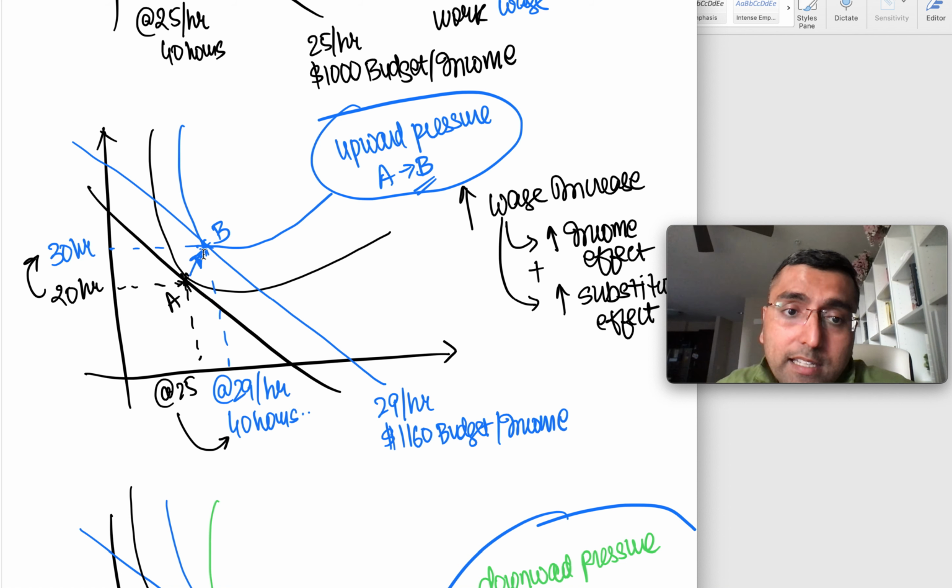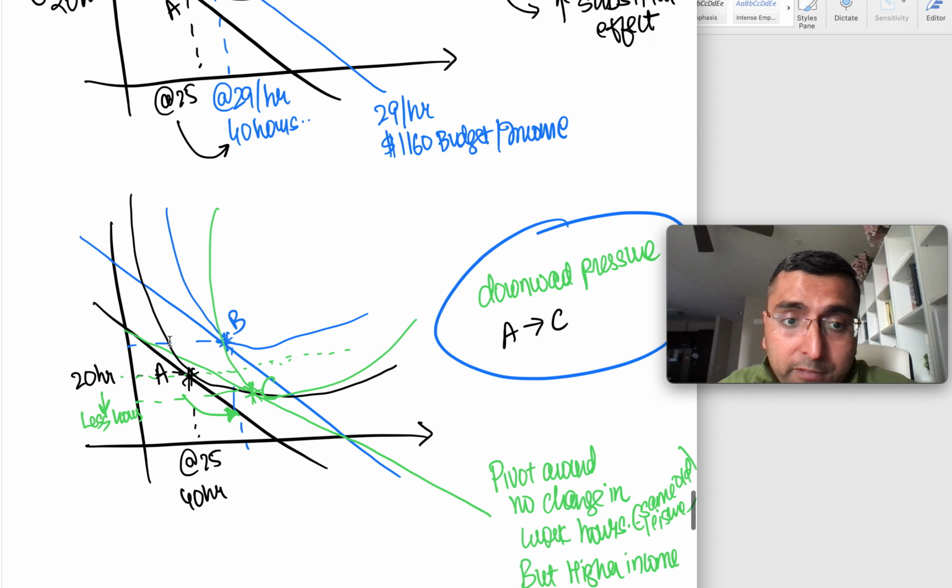There's an income effect and a substitution effect, right? That has this upward pressure. This upward pressure is a combination, right? It's not just the income effect, but there is, as we can see, an upward pressure here. We don't know how much, but this is the concept, right? So the wage increase has an upward pressure. The budget line just shifts up. That's all you need to remember.